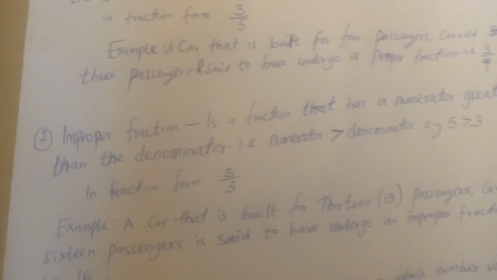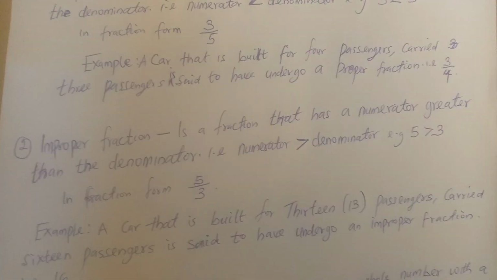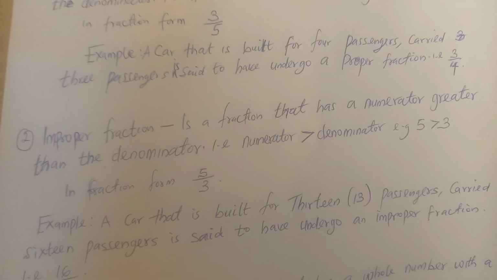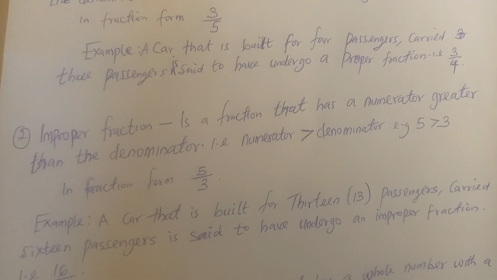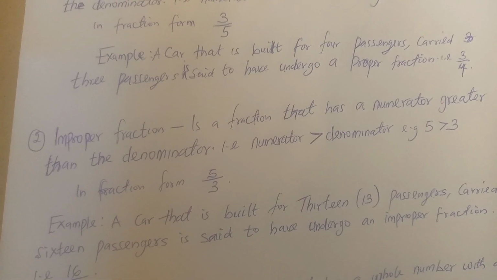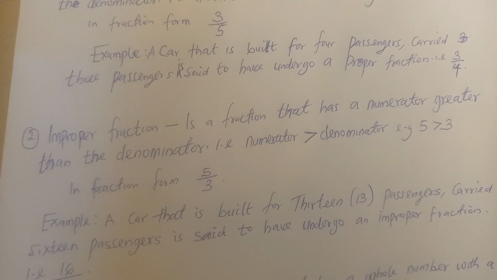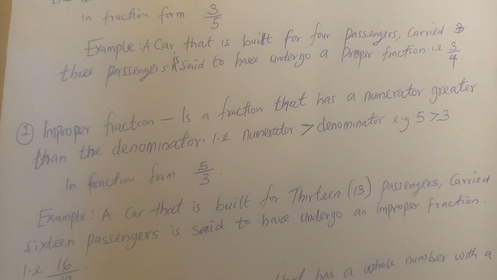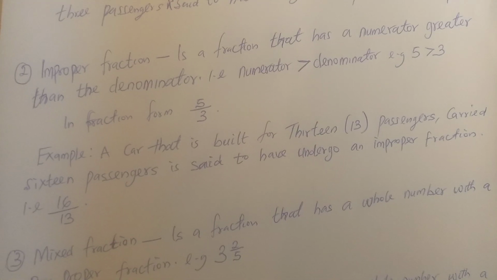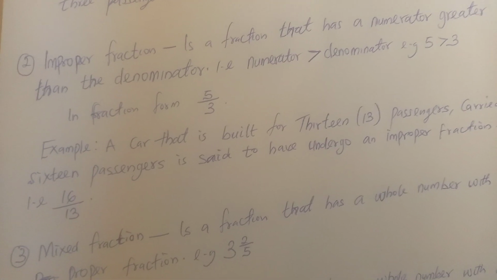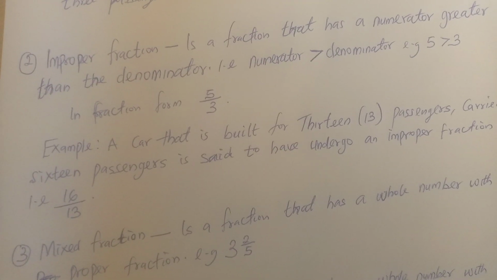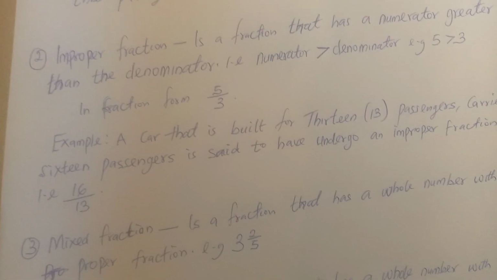Then an improper fraction is a fraction that has a numerator greater than the denominator. That is a numerator greater than the denominator, as you can see there, e.g. 5 greater than 3. In fraction form, 5 over 3. Example, a car that is built for 13 passengers carried 16 passengers is said to have undergone an improper fraction, that's 16 over 13.